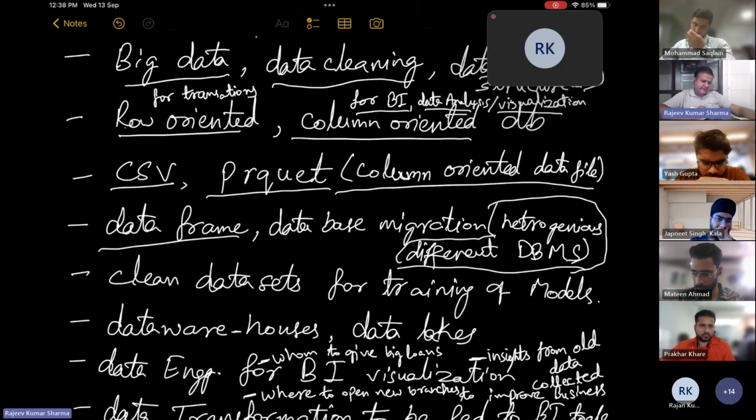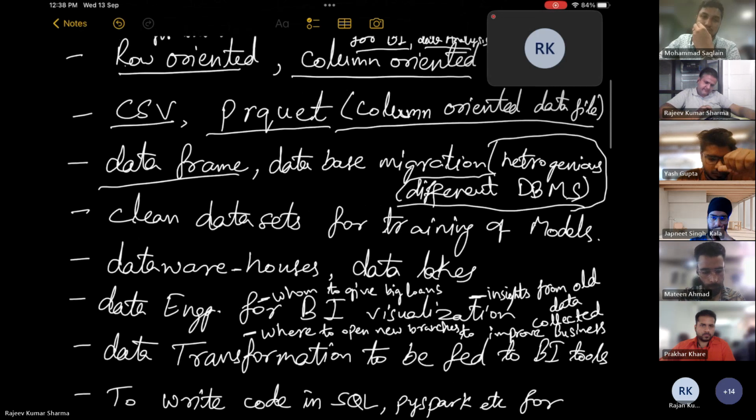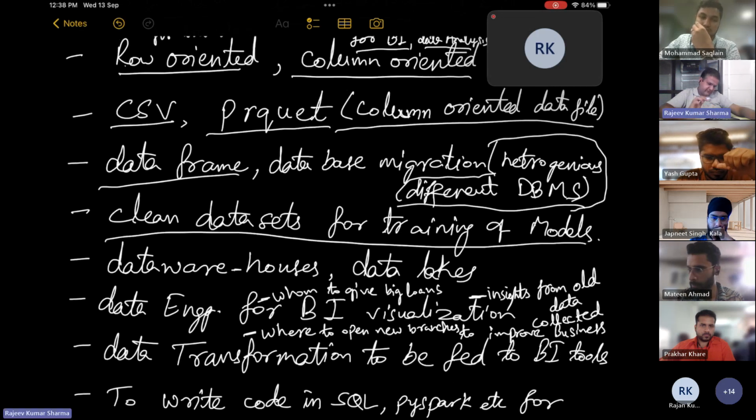What is a data frame? A data frame is basically an intermediate place on the Databricks platform where the data is first loaded, then Spark clusters work upon that data frame and clean it out, and then the data of the data frame is transposed onto some data warehouse, lake, or the destination place. So it is an intermediate place where data is being worked upon.